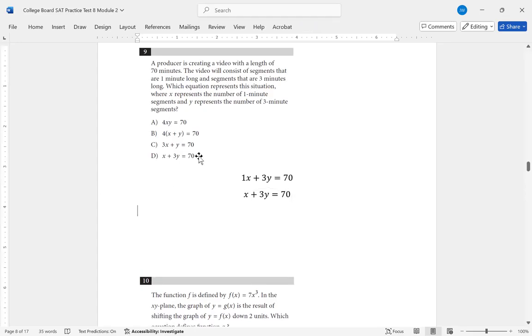And that's actually the format of the option we have. D is x plus 3y equals 70. So that equation represents this situation. So the answer to question 9 is D, x plus 3y is equal to 70.